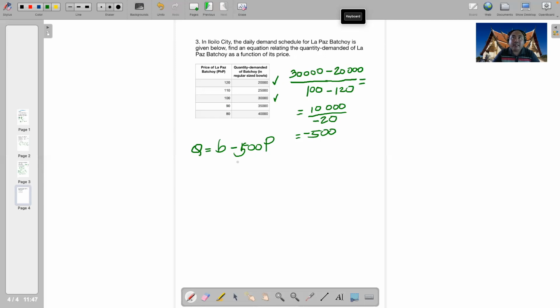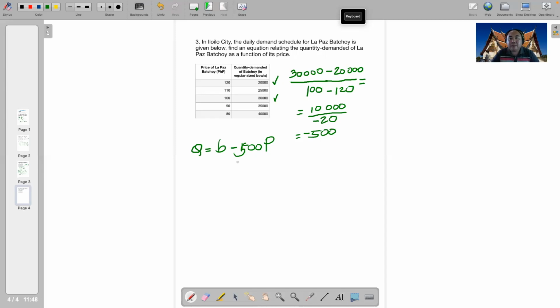And you will realize, class, that every demand equation model will be negatively sloped because that is the nature of demand. Okay, as price increases, the quantity demanded decreases. As price decreases, the quantity demanded increases.